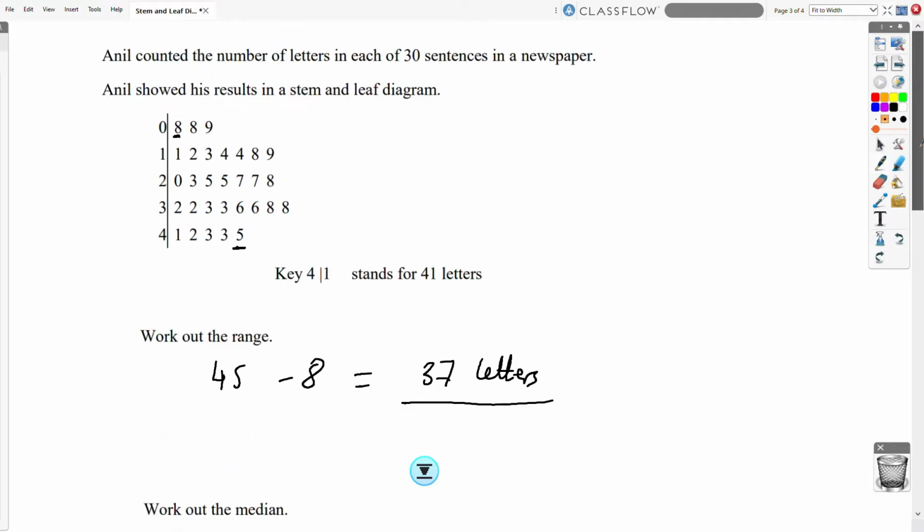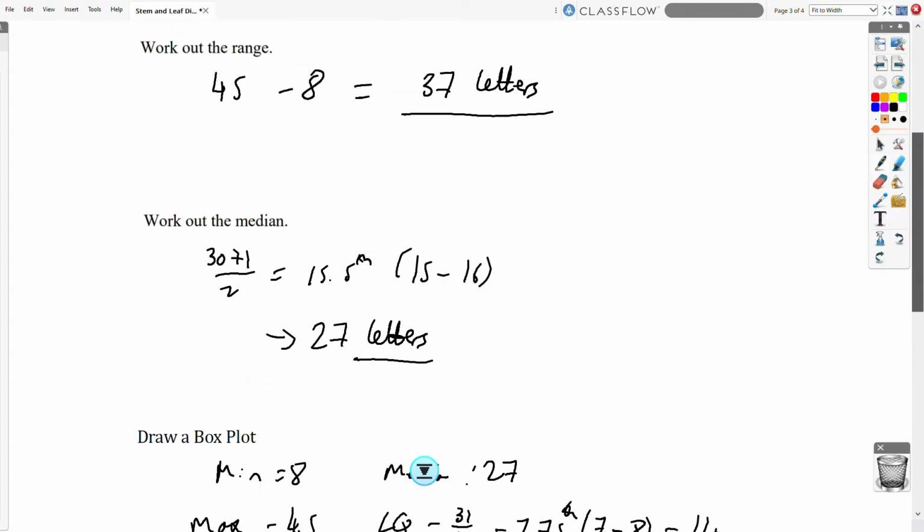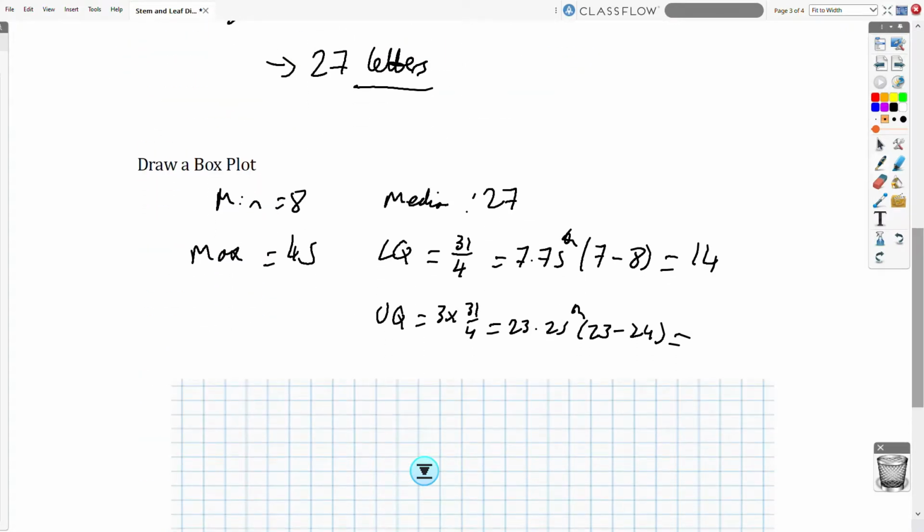So let's go back up the stem and leaf diagram and find the 23rd and 24th one. So that's 30, 29, 28, 27, 26, 25, 24, 23. So it's between 36 and 38. So you're finding the middle of 36 and 38, which will be 37. So we now have all the information in order to draw the box plot.